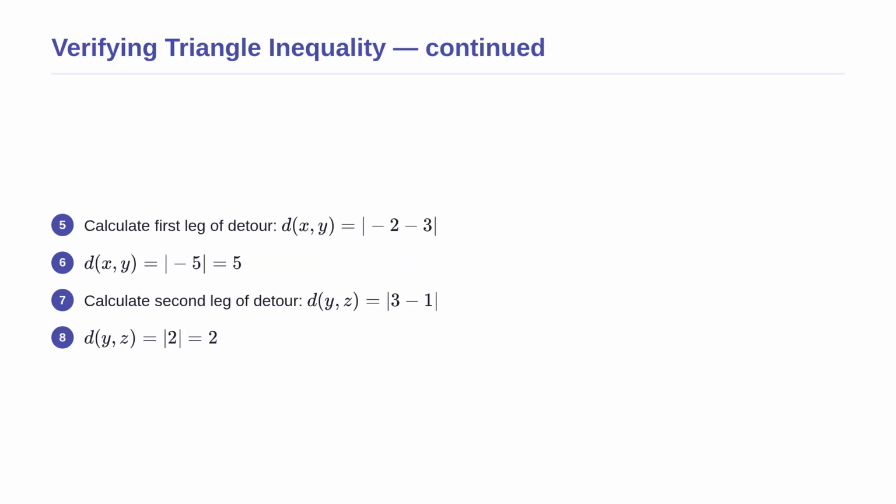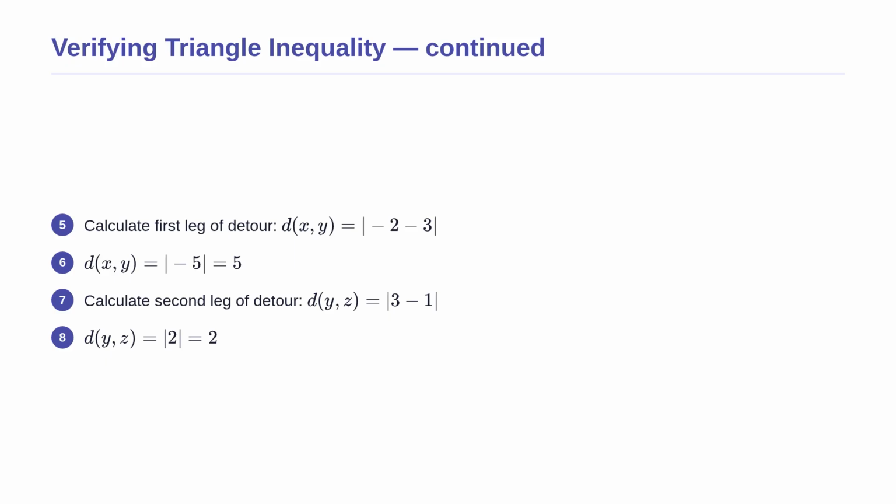Continuing with our problem, we now need to calculate the length of the detour. We start with the first leg, from x to y. Substituting -2 and +3 into our formula, we get -2 minus 3, which is -5. The absolute value makes this +5 units.